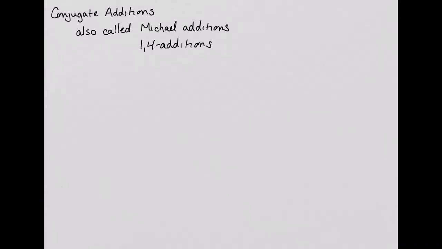The topic of this video will be conjugate additions. Reactions that fall in this class involve the nucleophilic addition to a conjugated double bond, hence the name. These reactions are also often called Michael additions or 1,4 additions. The most common electrophile for this type of reaction is an alpha-beta unsaturated carbonyl.